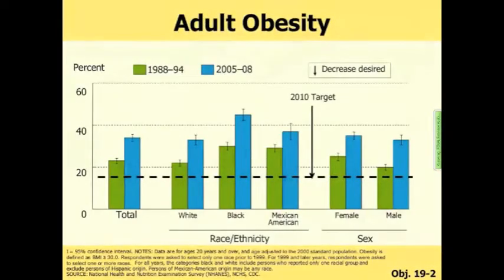The next slide looks at another critical factor in health, which is obesity. The green bars here are the data from 88 to 94. The blue bars are the most recent data, and we can see that in every case here, the total differences, differences by race, differences by sex, the direction is not what was desired, okay? And we've moved away from this.